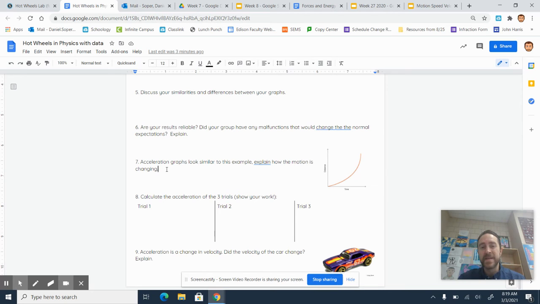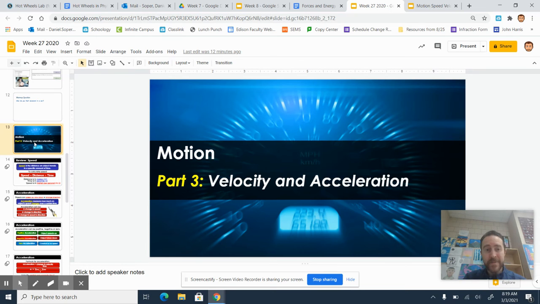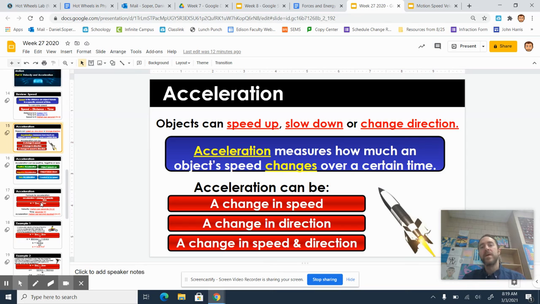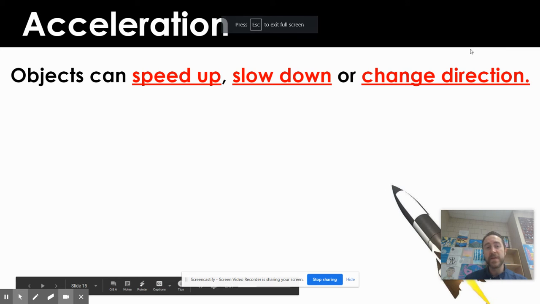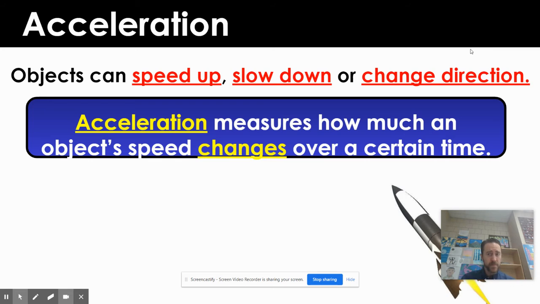Acceleration is a change in motion. So at this point, let's go ahead and look at what that means. Part 3 is acceleration that we're looking at today. Acceleration is just whenever an object speeds up, slows down, or changes direction. So the warm-up question today was, when do you feel motion in a car?